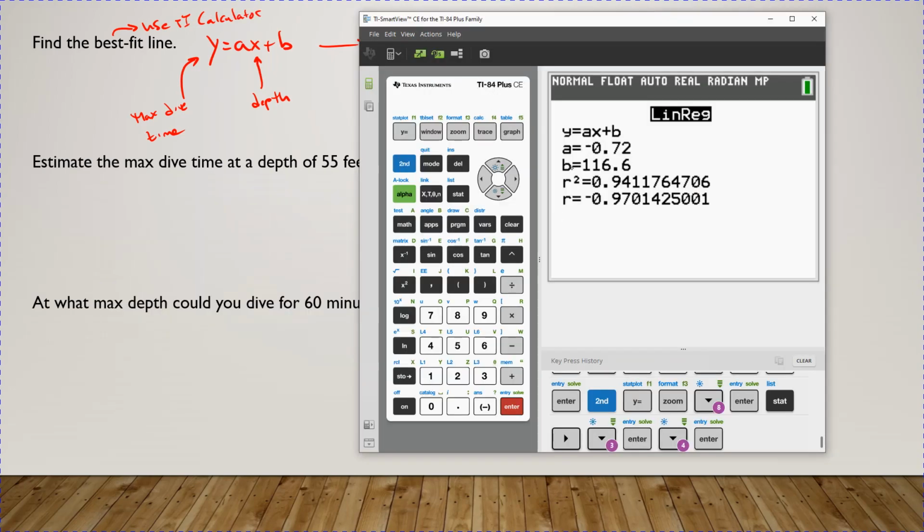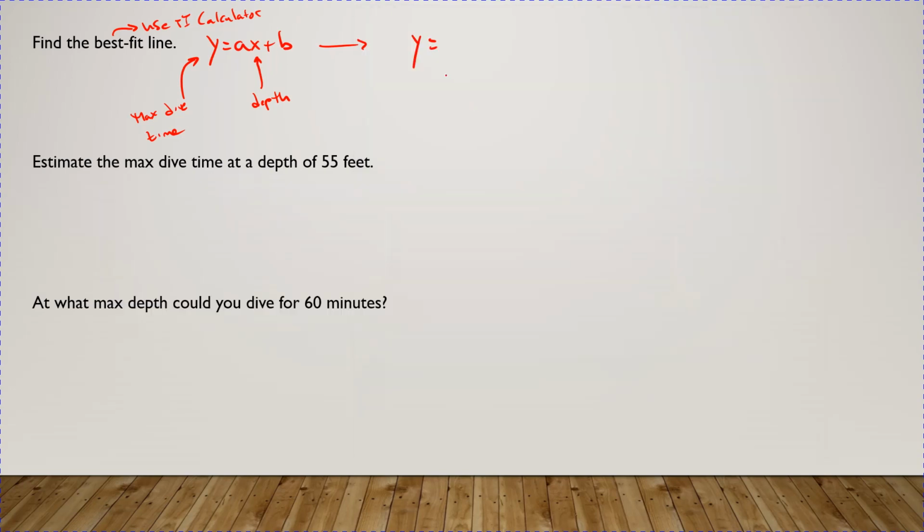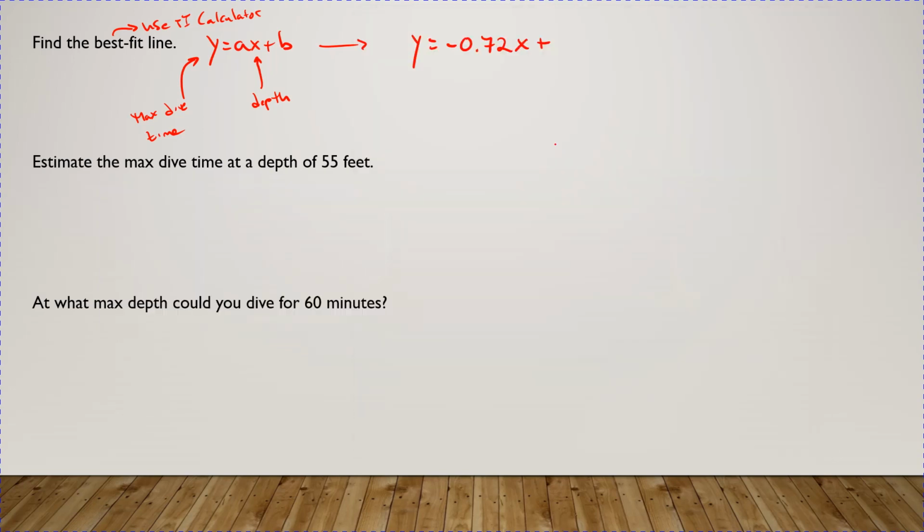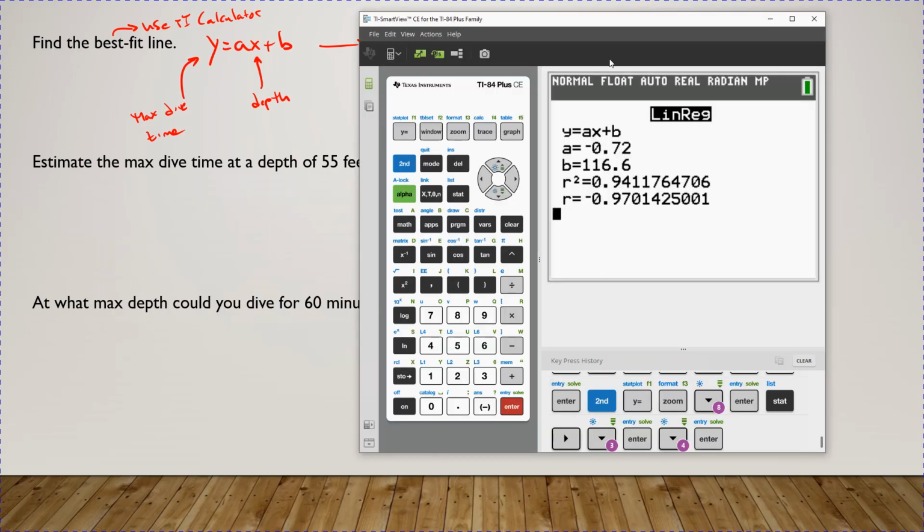Well, look, right here you can see a. A is saying it's negative 0.72 times x plus, and then let's see what the intercept is. b, 116.6. And this is our best fit line. All right, and look, let me show you that it fits the data well.